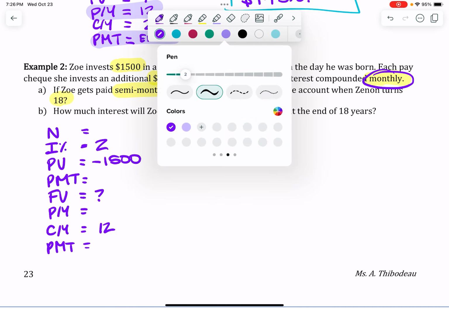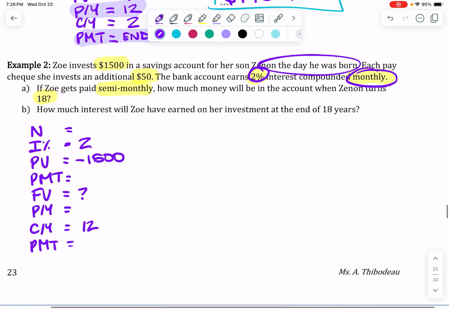Okay, the day he was born doesn't actually tell us anything other than confirming that it is in fact over a span of 18 years, right? Because if she did this when Zen was 2, well then by the time he turns 18, that length of time is 16 years. But the day he was born, that doesn't tell me anything other than I'm going from year 0 to year 18, which is 18 total years.